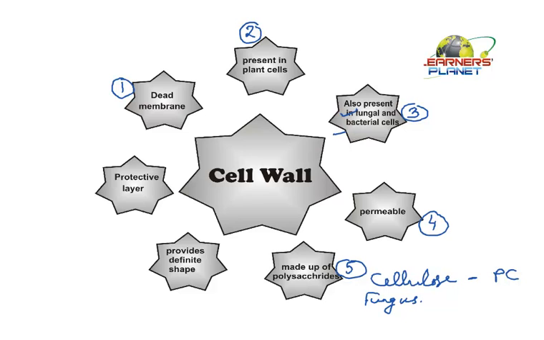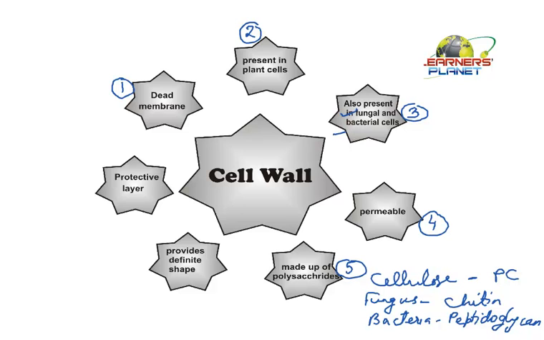Further, in the case of fungus, it is made up of another unit. You know it is made up of what? It is made up of chitin. Further, in the case of bacteria, it is made up of another kind of complex sugar unit which we call peptidoglycan. Now, peptidoglycan is a complex type of sugar in which the protein units are also attached.